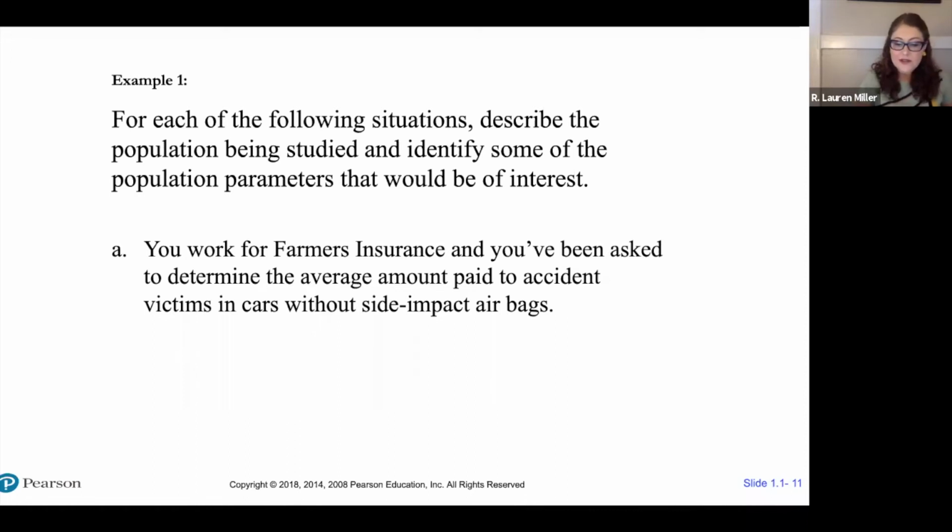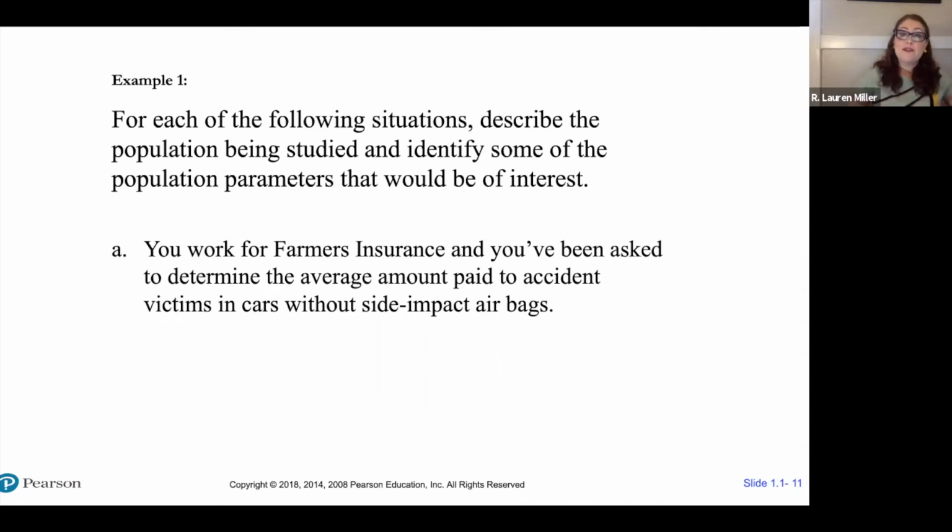So for each of the following situations, let's describe the population being studied and identify some of the population parameters that would be of interest. And feel free to get creative and think out of the box, right? When we're doing a statistical study, typically we don't just want to find out one thing about that population, right? We want to find out as many things as we possibly can that logically make sense together.